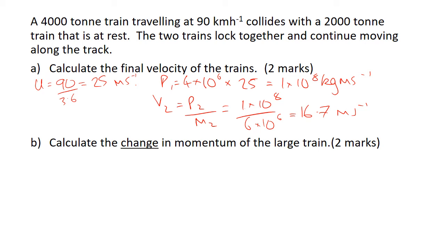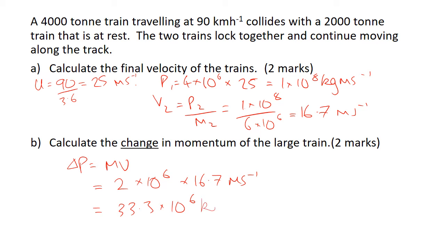Okay, so calculate the change in momentum of the large train. Now, you've got to remember that this is the same as the change in momentum of the small train. It's just that you would call one of them positive and one of them negative. Now, usually we're only caring about the magnitude anyway, so the negative and positive thing is not super important. So the delta P is just going to be mv for the small train. Now the small train was 2 times 10 to the 6 kilos, and it ended up going at 16.7 meters per second after the collision, and we ended up with 33.3 times 10 to the 6 kilogram meters per second there. So this is the increase in momentum of the small train, and it would be the decrease in momentum of the large train.